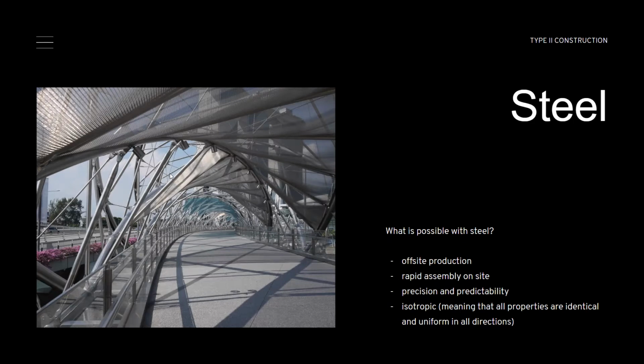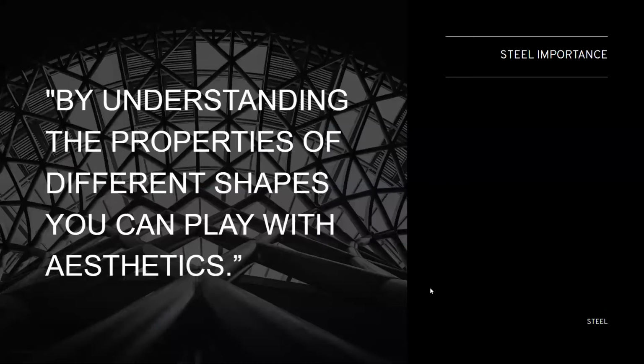Using this type 2 construction type allows you many of these benefits, such as off-site production, rapid assembly on site, precision and predictability of using these steel members, and how steel is isotropic, which means that its properties work the same way in all directions. Compare that to wood, which is anisotropic and acts differently in many directions because of its grain. So by understanding the properties of different shapes, you can really play around with the aesthetics of steel.